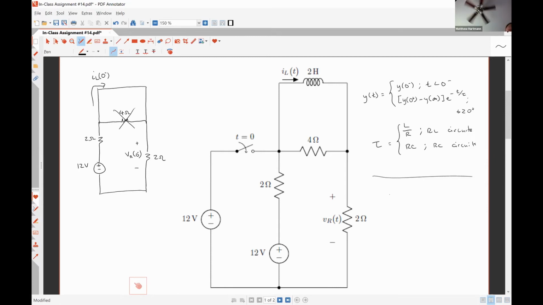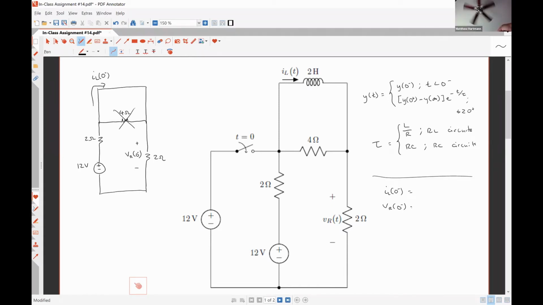So let's see. IL at 0 minus, VR at 0 minus. So can anybody tell me what either of these two quantities are going to be? Let's start there. Apply simple circuit analysis techniques and tell me either what the inductor current is at t equals 0 minus, or the resistor voltage at that same time. Should be 3 amps, right? Because those two resistors are in series. Then you just divide the 12 by the 4 and you get 3 amps.